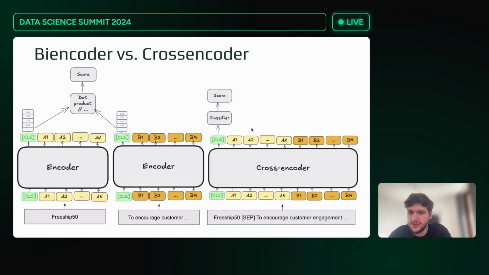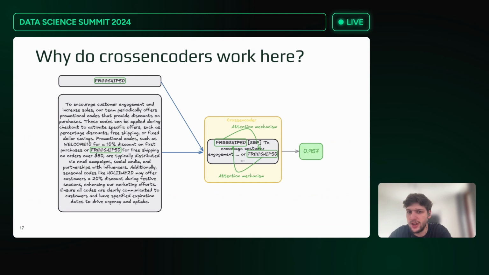Why does this work better, right? Why does the cross-encoder work better in this specific example? And the answer is very simple. It's the attention mechanism, right? So the main thing with transformers, when they were introduced in the Attention Is All You Need paper, was the attention mechanism, right? And just to remind you quickly, the attention mechanism basically allows us to dynamically model long-term dependencies between words within text, right?